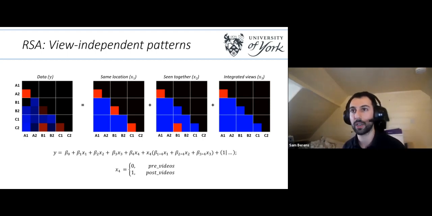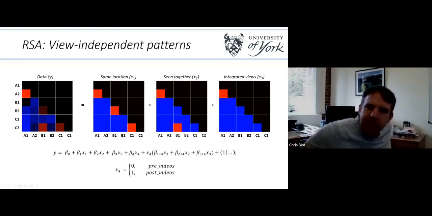And it's not sufficient to look at each of these hypothesized effects separately, because you can imagine if you have a sub-threshold effect for the same location correlation matrix and you have a sub-threshold effect for the scene together and add those together, they might look like an integrated views effect. They might look like the effect that you care about. Whereas including all of these terms in the model simultaneously, in a model that explains the similarity of the data, you can be sure that you're attributing variance where it needs to be attributed. So you're kind of explaining the data in the best way possible.